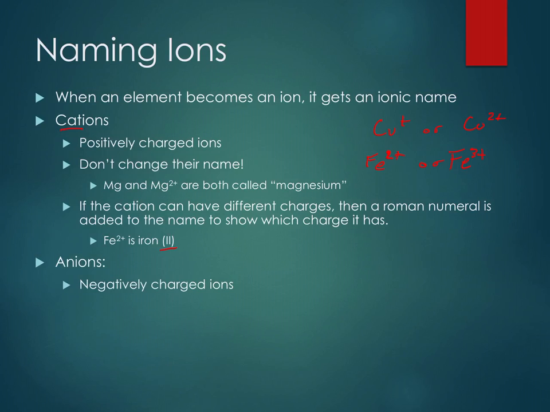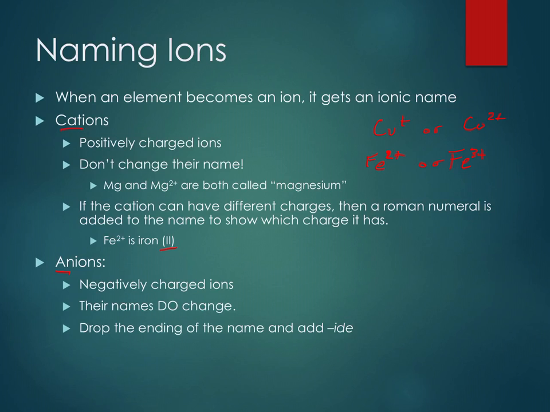Anions, these are negatively charged ions. Remember, anion, a negative ion. Their names are going to change. What we do is we drop the ending of the name and add "ide." So nitrogen, we're going to drop that "ogen" and add "ide" to it, and it becomes nitride.